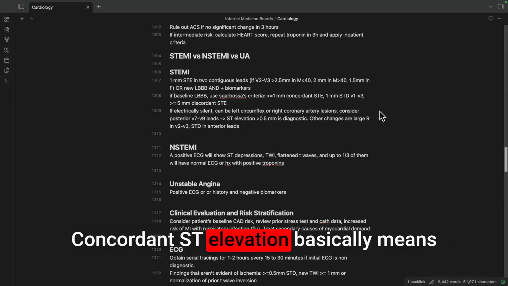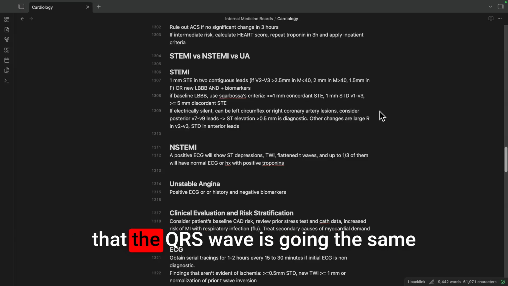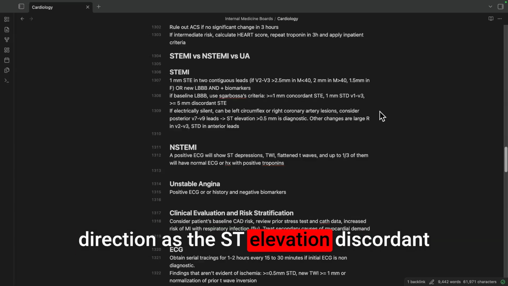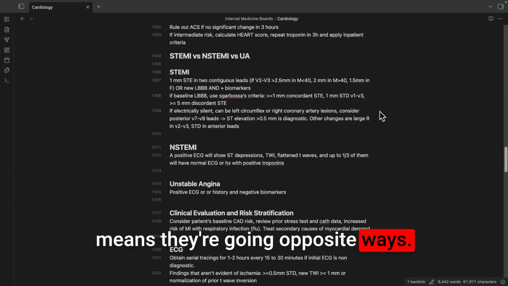Concordant ST elevation basically means that the QRS wave is going the same direction as the ST elevation. Discordant means they're going opposite ways.